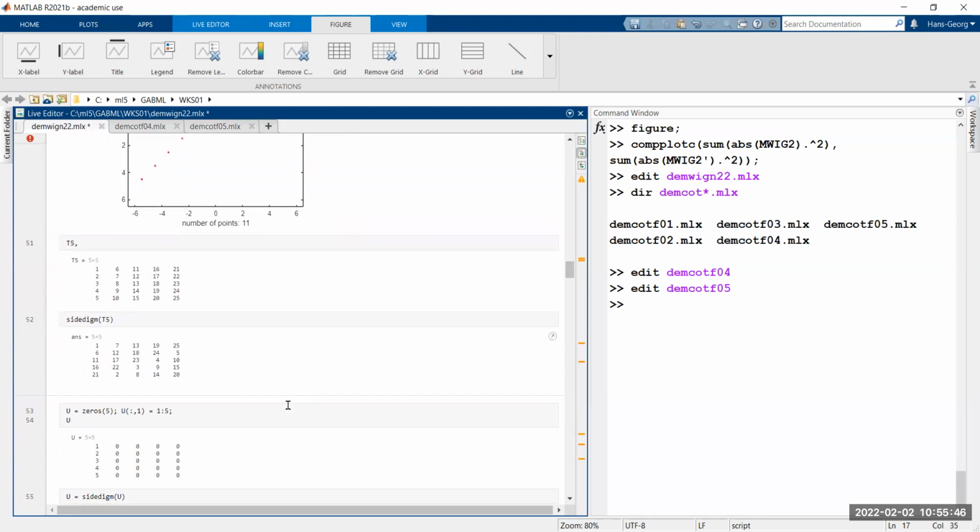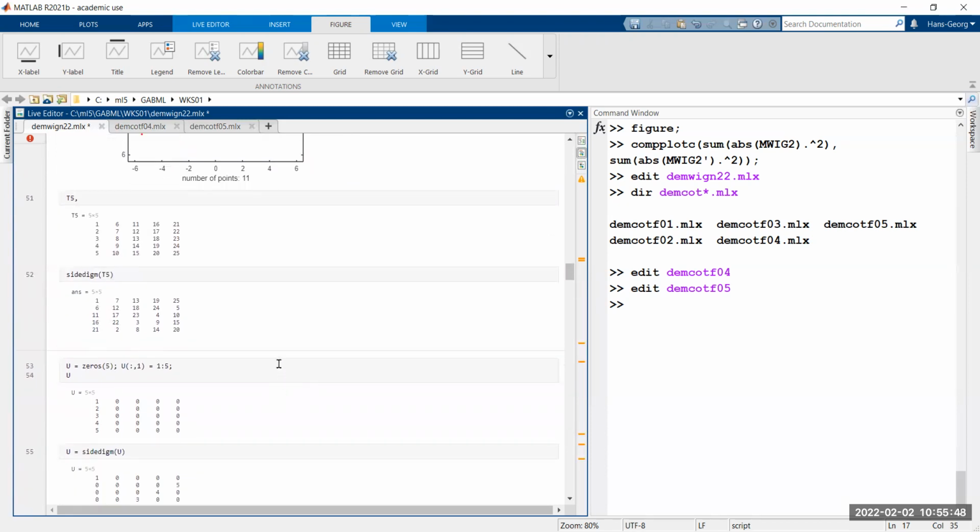Then I was showing you what my commands are doing. This sidediagmat is the command. It's really an automorphism, moving the main diagonal to the first row. So you see here, it's 1, 7, 13, going to 1, 7, 13, 19, 25. The second main diagonal is 6, 12, and so on. And if you look at it quietly, you see what's going on.